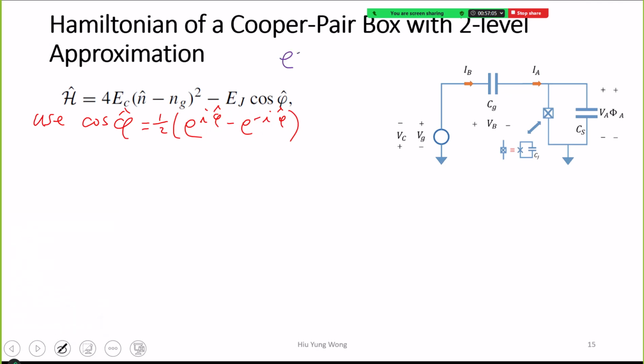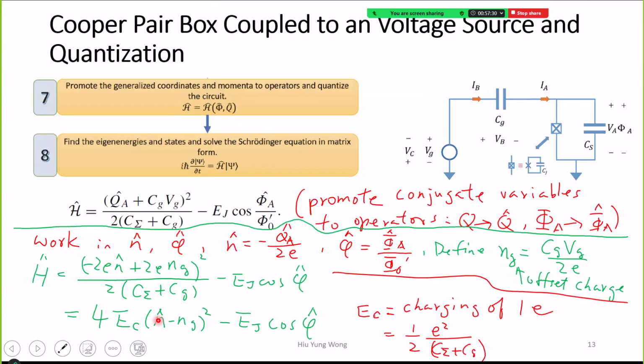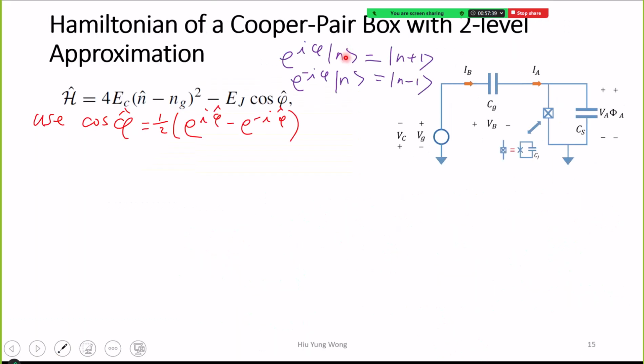Was because of this. e to the i phi applied to n will give me n plus 1. e to the negative i phi applied to n will give me n minus 1. Correct? Do you remember what we learned last time? What is n hat? Number operator. Then what is this state n in our context? The eigenstate of the number operator.